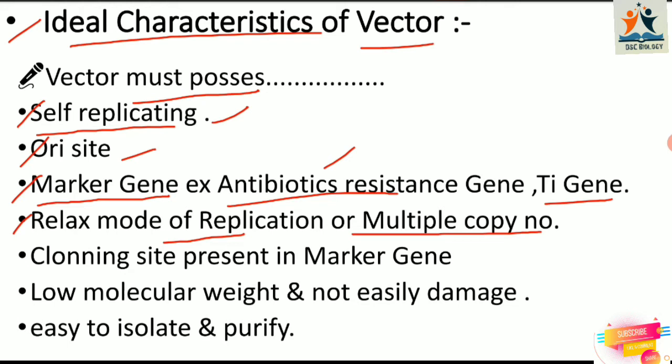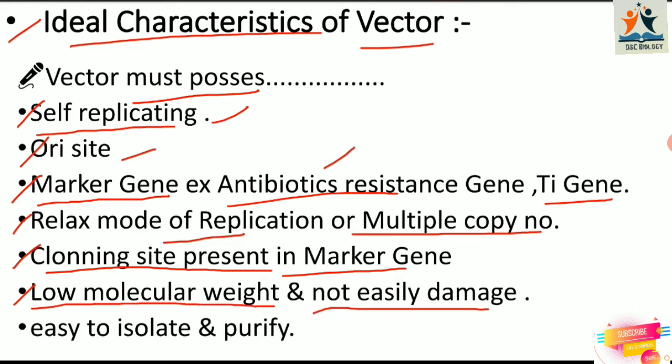They can replicate themselves in a number of copies. Next is a cloning site present in a marker gene, so here we can insert our desired gene. Next, they have low molecular weight and are not easily damaged. Next, they are easy to isolate and purify, whether it is a plasmid, cosmid or bacteriophage. So these are the ideal characteristics of a vector.